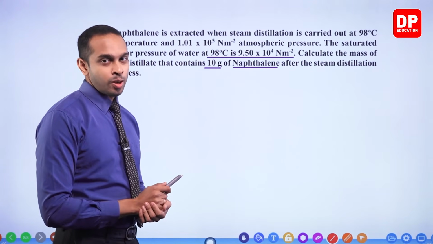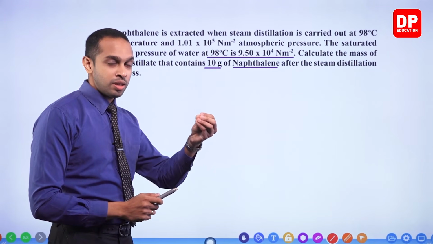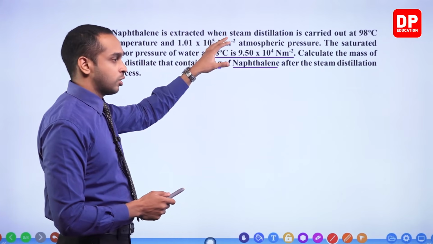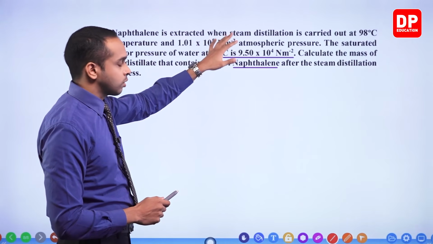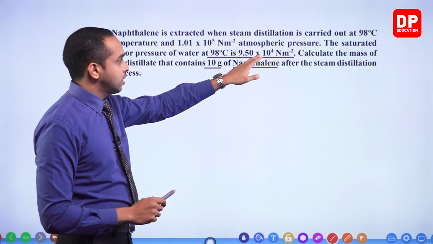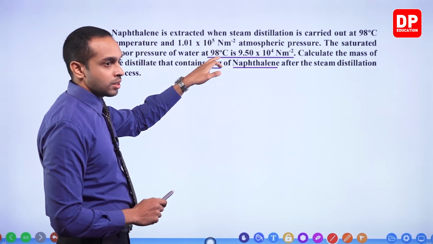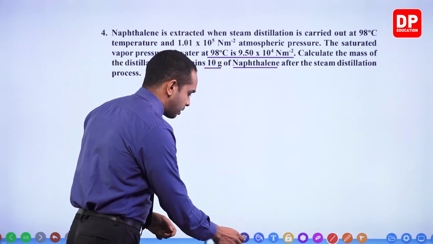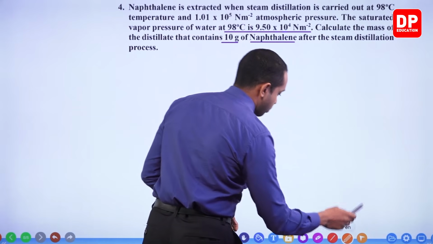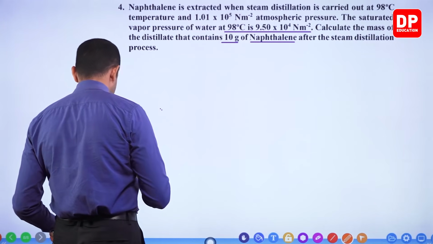So again, we are provided with a similar question to what we did in the previous part, but this is a different question, so we can't directly use that equation we derived. So we have to observe what is going on here. They have given us the saturated water vapor pressure at the temperature where the distillation is carried out. So we will try to develop an understanding here of what is going on. So we can do that through a small diagram. So we have our steam distillation setup, right? We have our steam distillation setup.